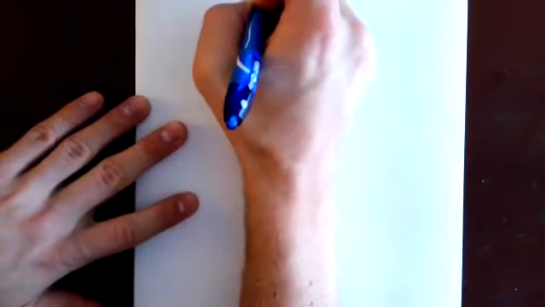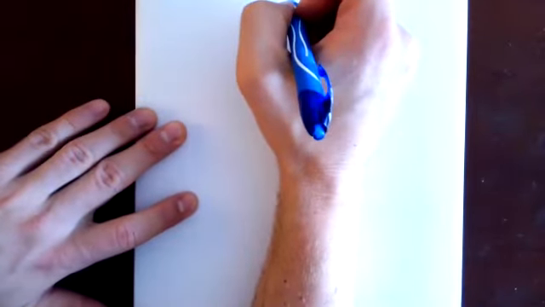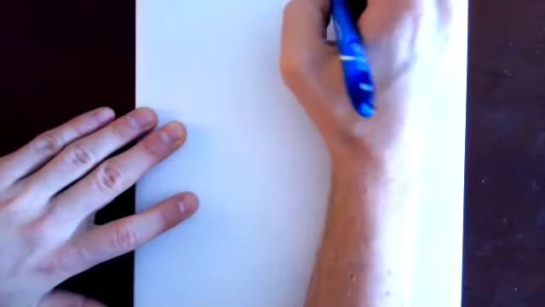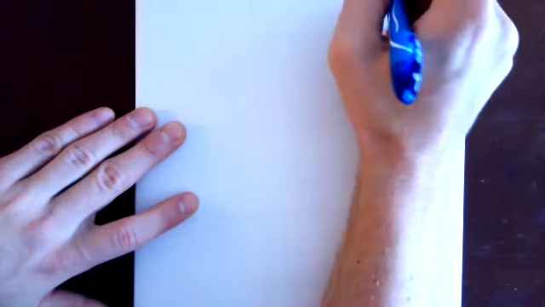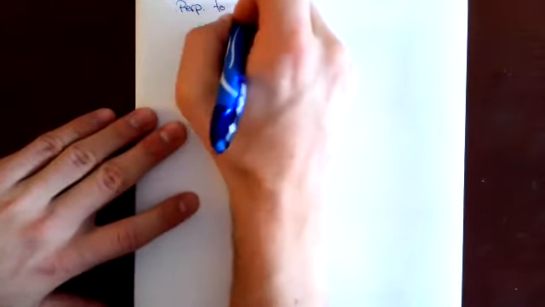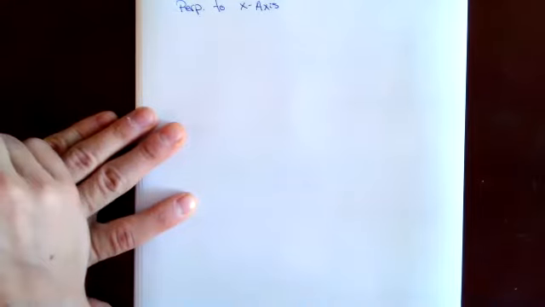The first one says the base is a circle of radius 2, centered about the origin, and the cross sections perpendicular to the x-axis are squares.